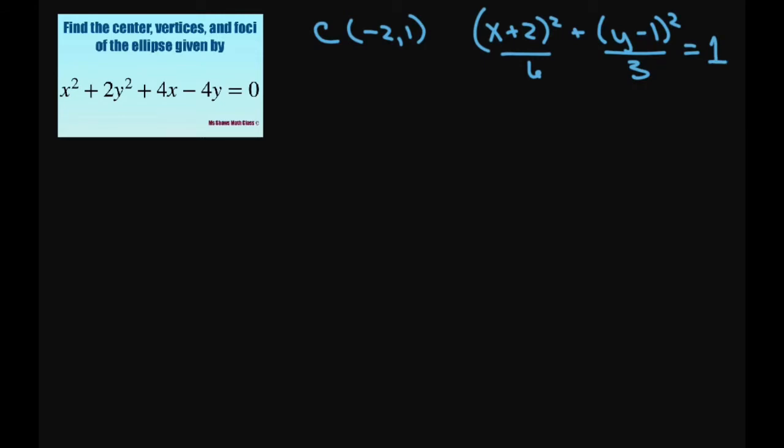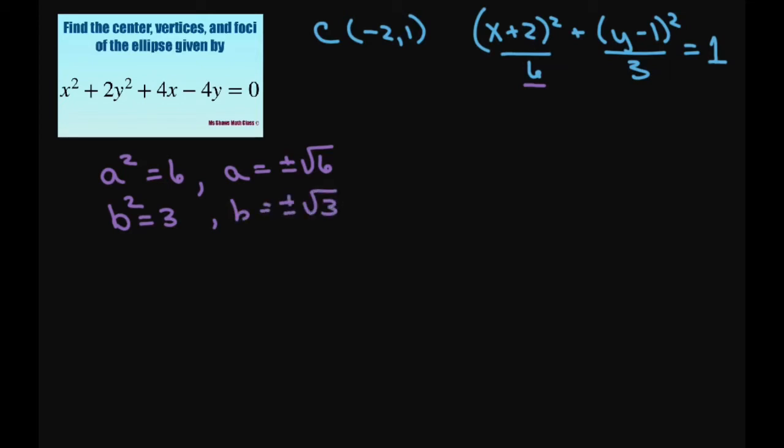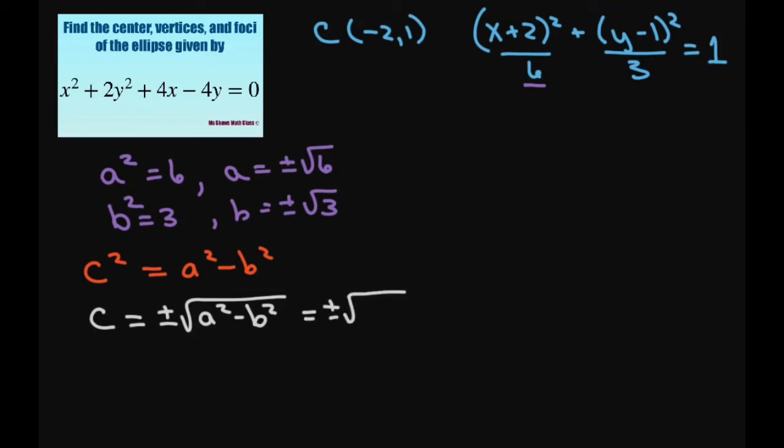Now, let's find everything. Your bigger number is always going to be a squared. So a squared equals 6, therefore a equals plus or minus square root of 6. And b squared equals 3, so b equals plus or minus square root of 3. And your c, which gives you your foci, c squared equals a squared minus b squared. We could also write c equals plus or minus square root of a squared minus b squared. So this equals plus or minus square root of 6 minus 3, which equals plus or minus square root of 3.